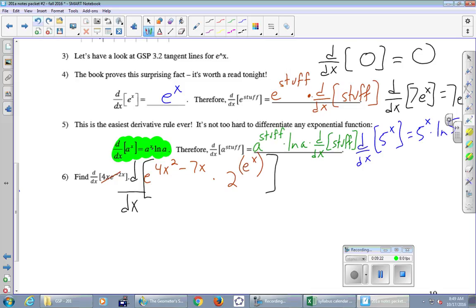Okay, so we're going to try one last derivative problem together here before the activities. This thing in the brackets, which is on your paper, was far too simple, so we're changing it to something much more complicated. Can you cross it off and write what I've got here? We're going to do the derivative of e to the 4x squared minus 7x times 2 to the e to the x.